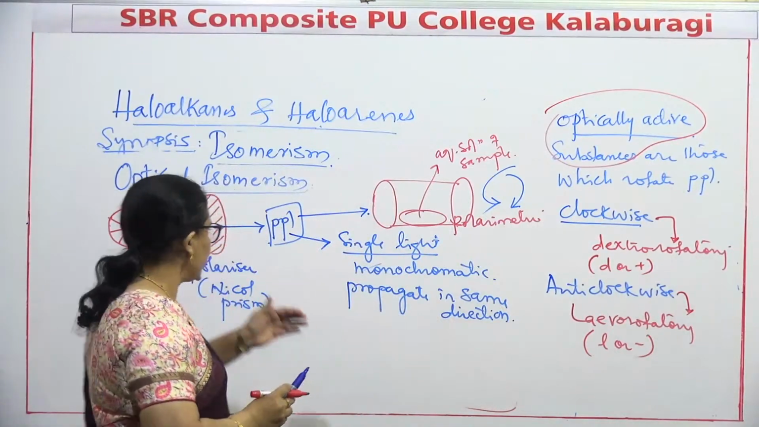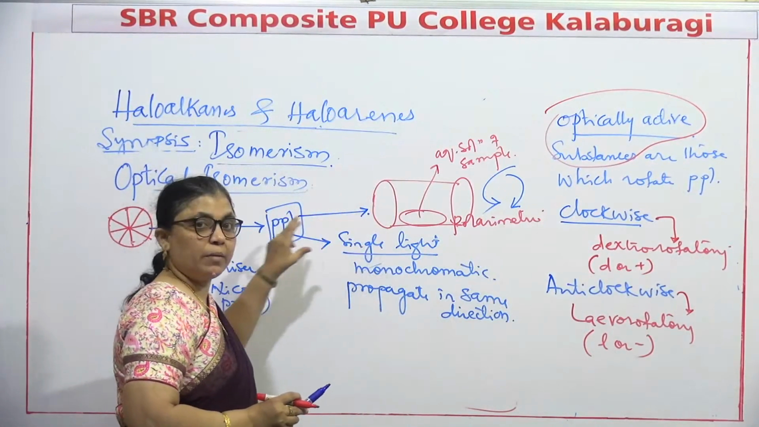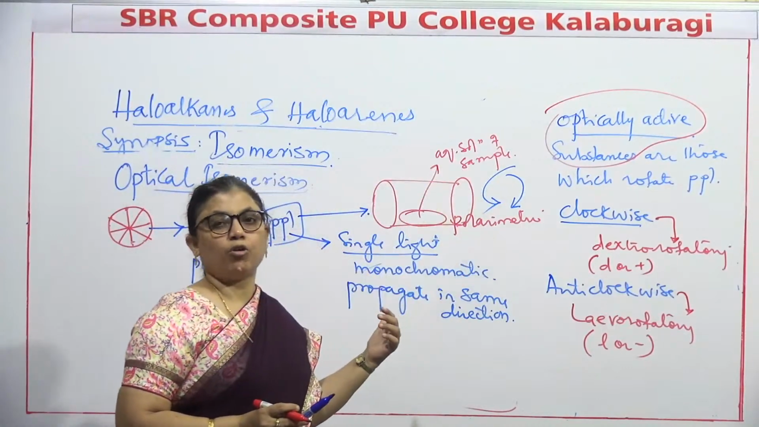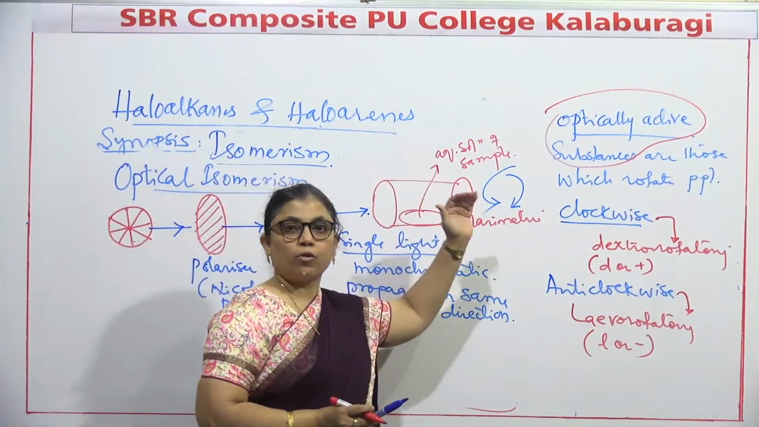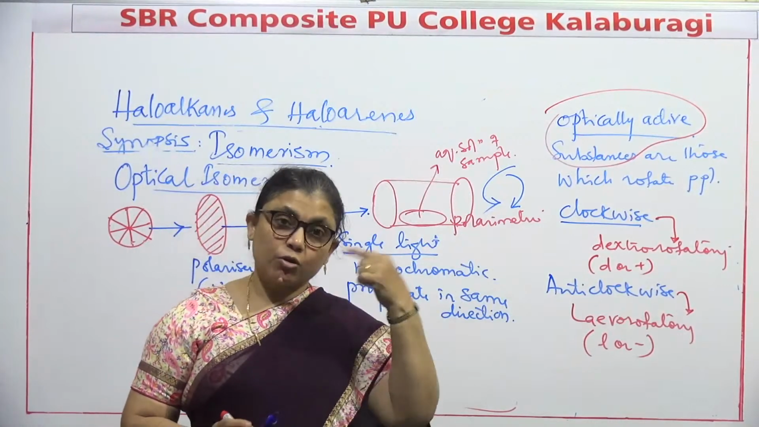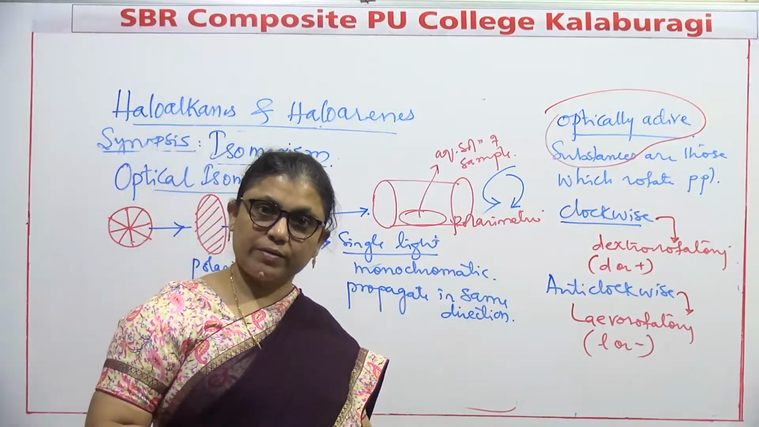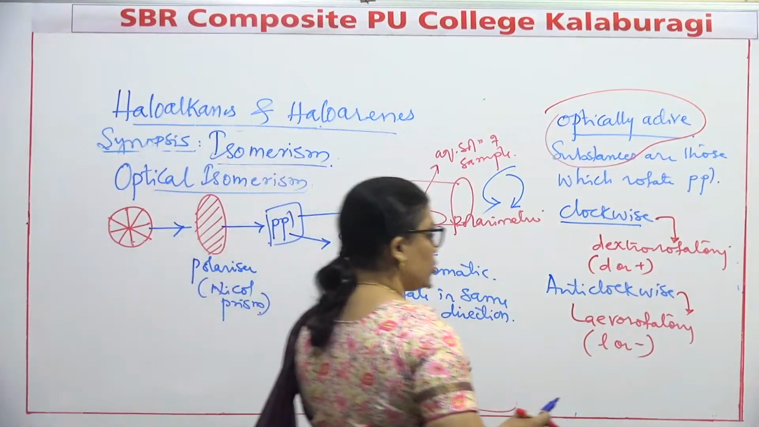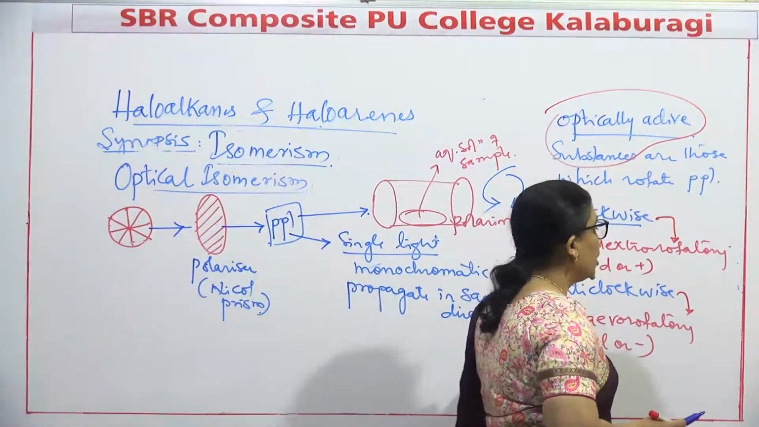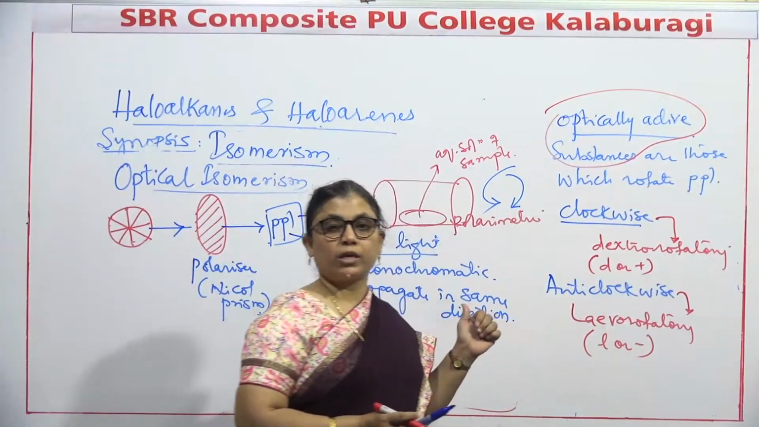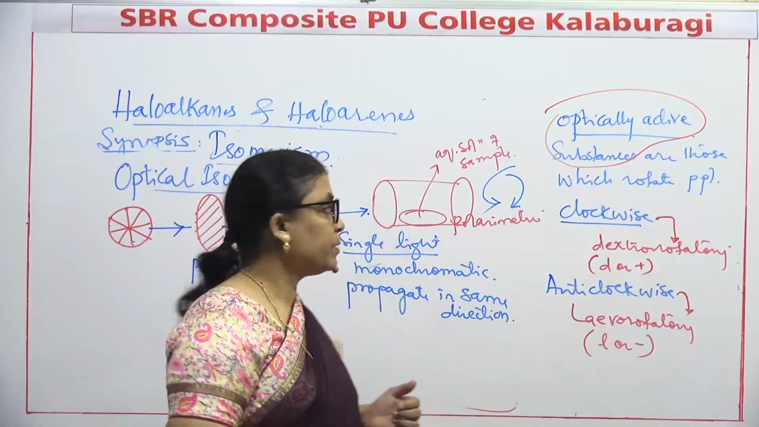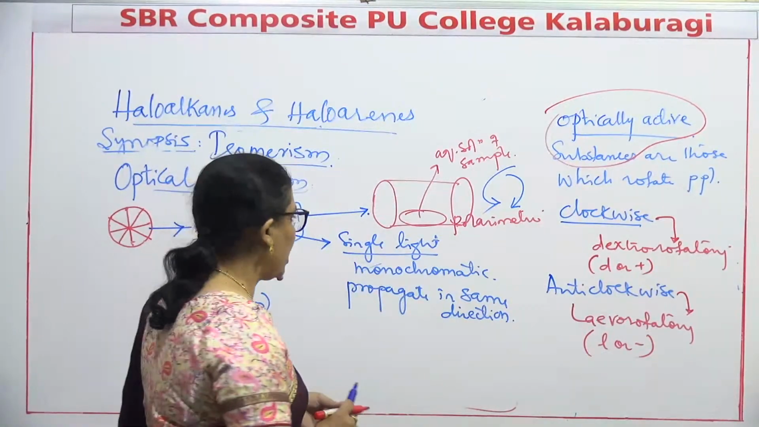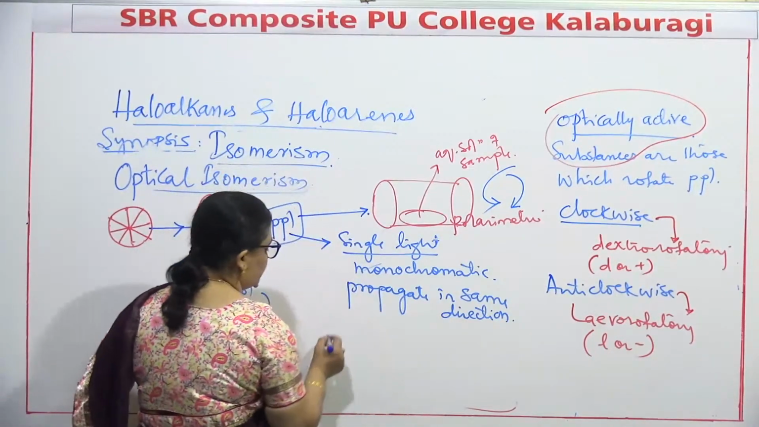Whenever the substances are able to rotate plane polarized light either in a clockwise direction or the anti-clockwise direction, those are called optically active substances. If they rotate the plane polarized light in a clockwise direction, those are called dextrorotatory. If they are rotating in an anti-clockwise direction, those are called levorotatory. Those are called what, children? Levorotatory.